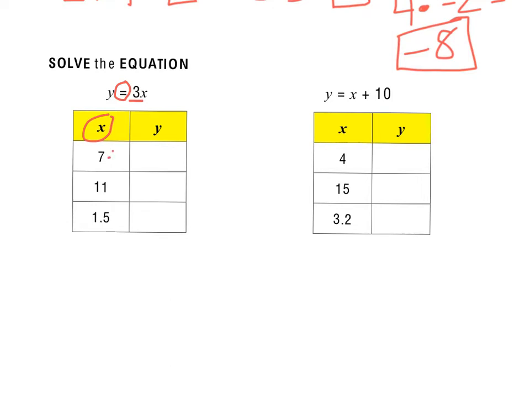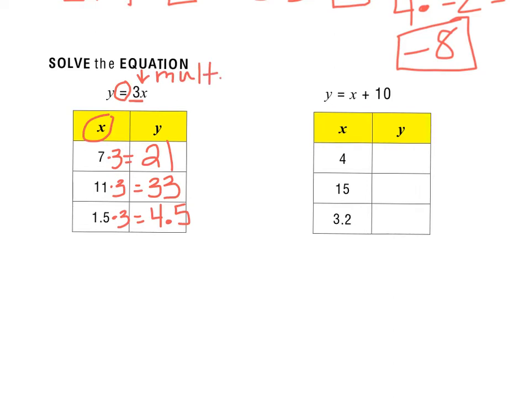So we're going to do 7 times 3, which would make y 21. 11 times 3 is 33, so that would make y 33. 1.5 times 3 makes y 4.5. So all I did was use the rule of my equation and I solved for y. Okay, remember when there's nothing in between it, that means you're going to multiply.